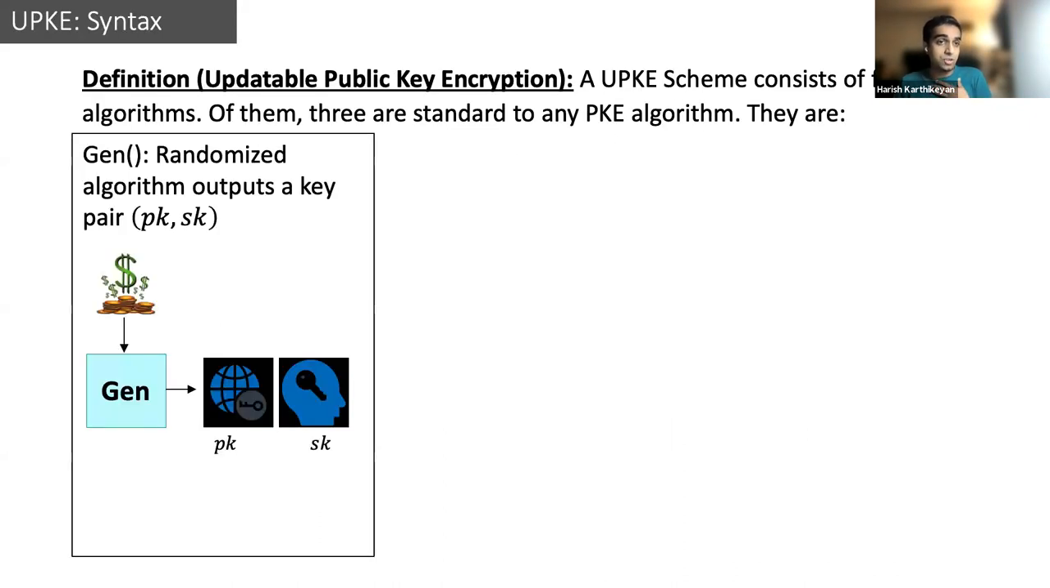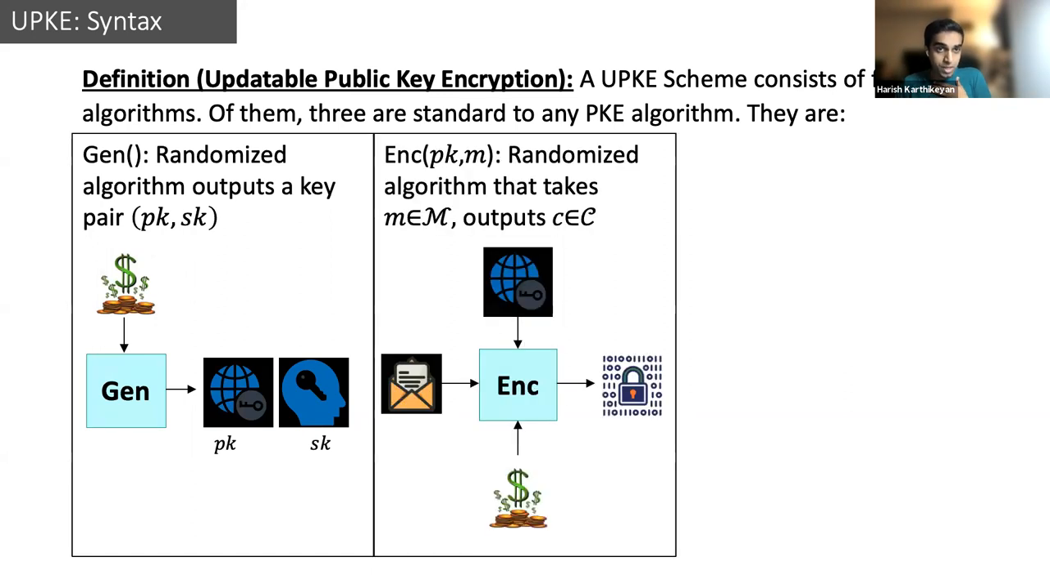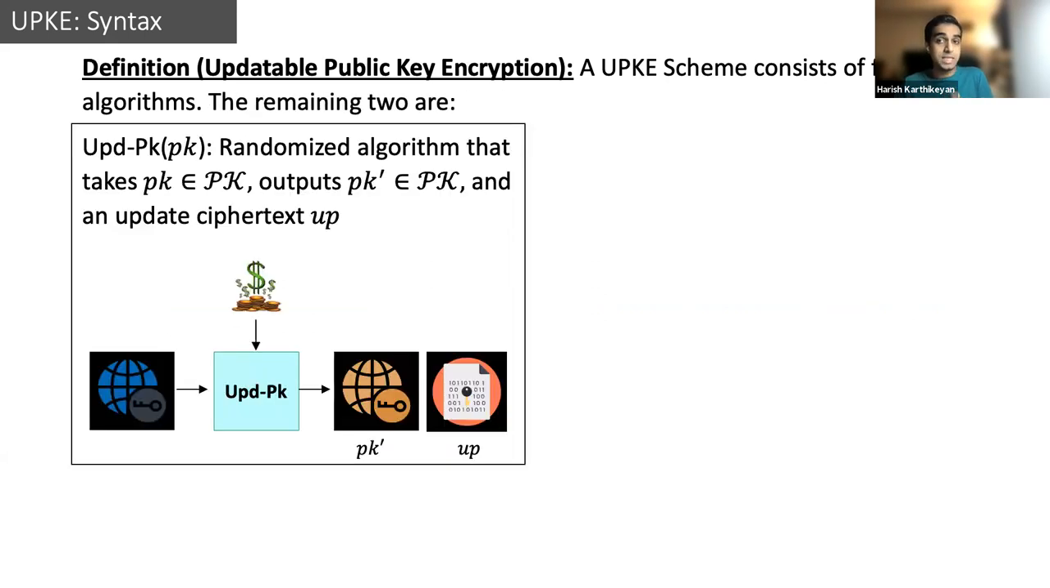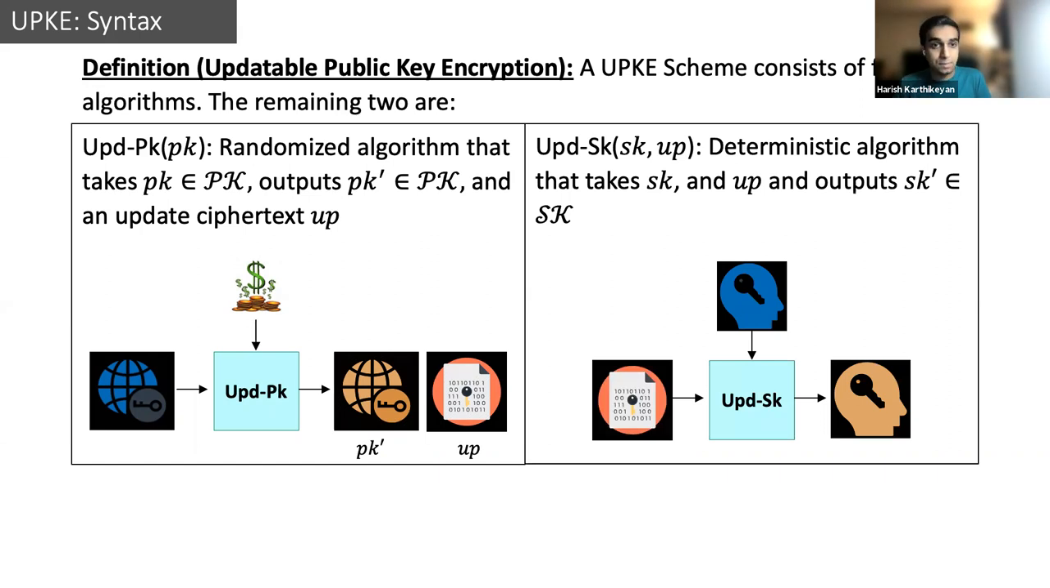We have a Gen algorithm that will generate the public key secret key pair, an encryption algorithm that will take a public key and a message M and use some randomness to generate the ciphertext C in the ciphertext space. Decryption will have a secret key and will be in a position to decrypt the ciphertext C to recover the underlying message M. In addition, we have two other algorithms. Update public key is a randomized algorithm that takes the old public key and produces the new public key PK prime, and something we call the update ciphertext. Now, the update secret key will take the old secret key and the update ciphertext that was produced here to produce a new secret key SK prime that is consistent with PK prime, hence the colors.